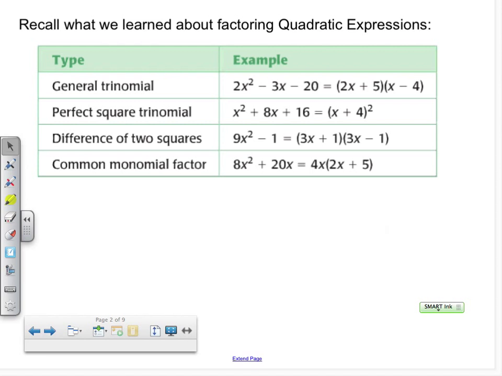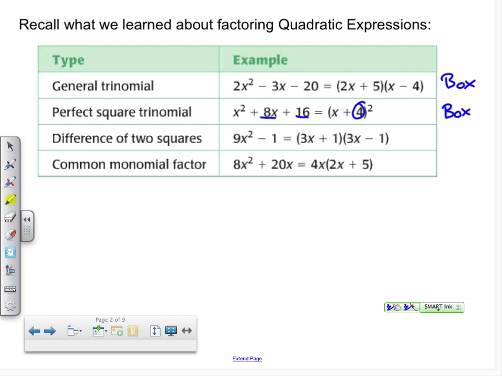We've had the general trinomial. That would be a quadratic. To factor that, we used the box method. The perfect trinomial square, we also use the box there. There is a shortcut if you recognize that half of this and the square of that are the same thing, which happens to be 4. But we focused on the box.